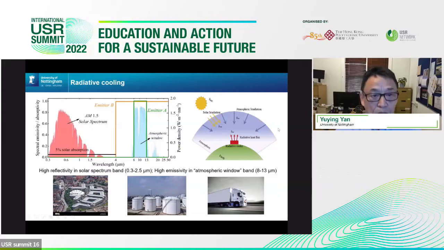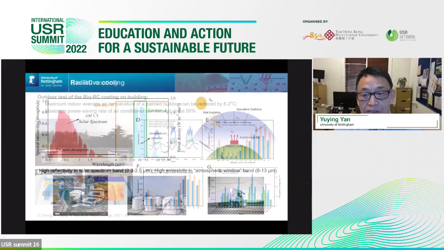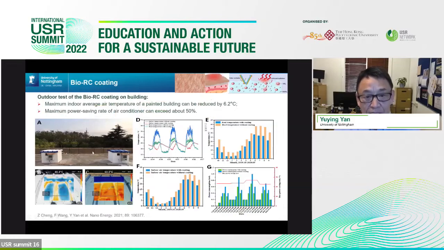We make the surface using the atmospheric window band, coating the surface to supply radiative cooling. The recent progress is that we have developed coatings tested on different buildings, and the indoor average air temperature of the painted building can be reduced by 6.2 degrees C, and the maximum power saving from air conditioning could be about 50%. We are also developing a further coating to avoid overcooling, because sometimes in the summer in areas like Europe and East Europe, radiative cooling could make the building too cold.